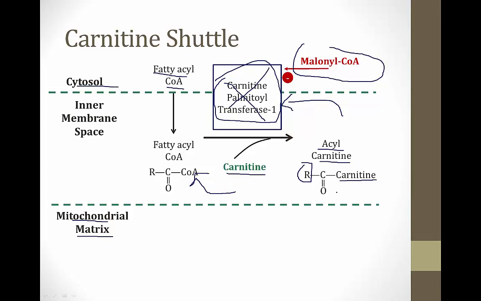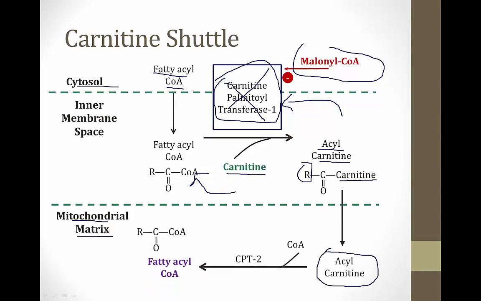Acyl carnitine molecules can then move into the mitochondrial matrix, and once you have acyl carnitine molecules in the mitochondrial matrix, they are converted back into fatty acyl-CoA molecules by an enzyme called CPT2. And once you have fatty acyl-CoA in the mitochondrial matrix, these molecules can now undergo the further steps in beta oxidation. So the big picture here is that the carnitine shuttle takes molecules of fatty acyl-CoA and moves them through this entire process into the mitochondrial matrix.